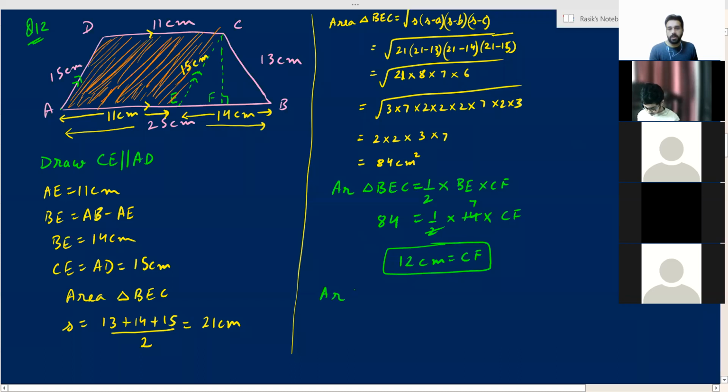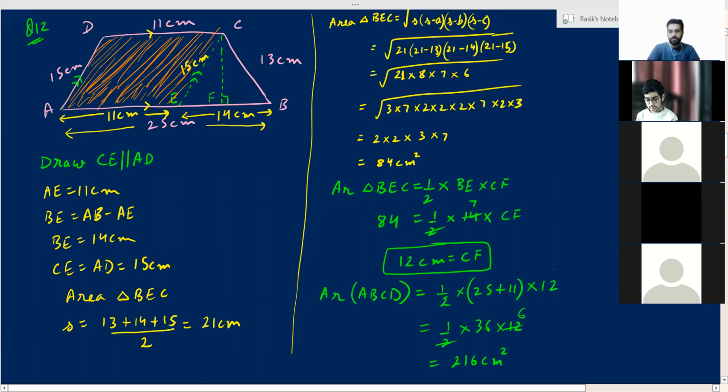So area of ABCD, that means the trapezium, is half into sum of parallel sides into height. So half into 25 plus 11, which is 36, into 12. That is 216 centimeters square. Answer. Any doubt? Who has got the same answer?